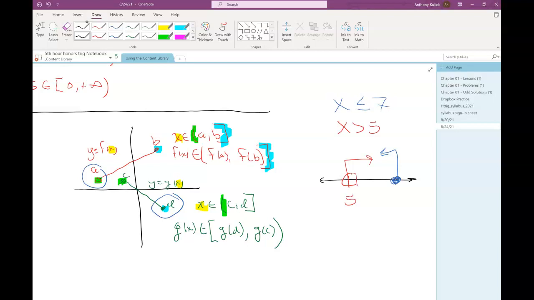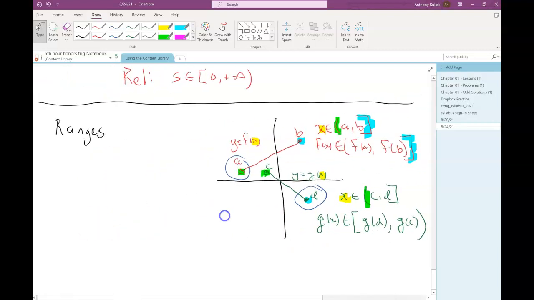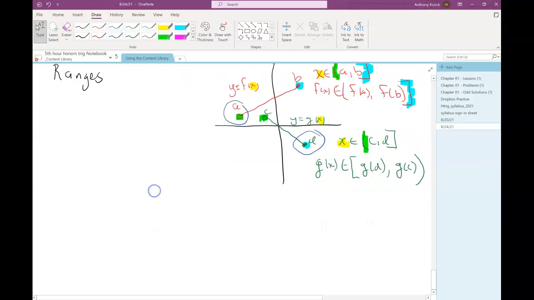The takeaway here, though, is if I have an increasing function, I can find the range by just looking at the endpoints of the domain in the same order that they occur. And if I have a decreasing function, I again can find the range by looking at the endpoints of the domain, but I have to flip the order. That's the big takeaway. So it's very important that we're able to determine whether our function is increasing or decreasing, because that allows us to determine how we would find that range.